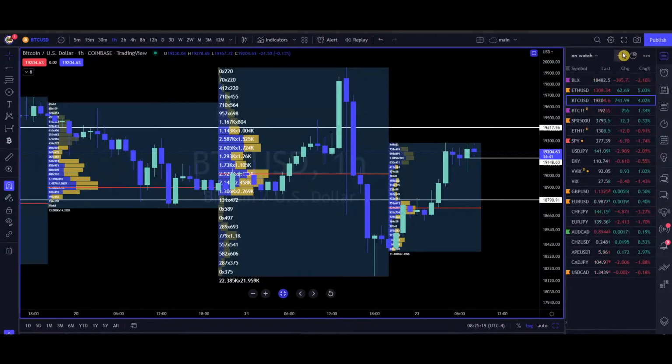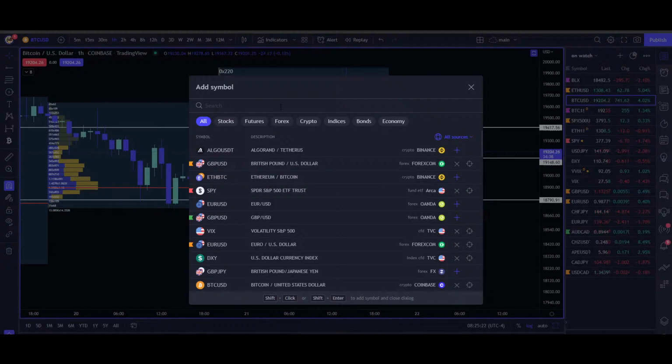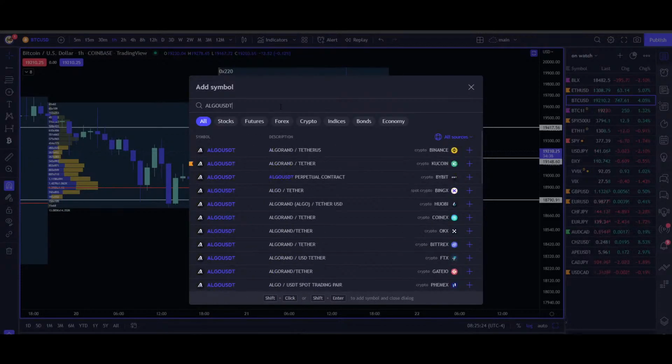But algo is definitely the big mover today, so we're gonna throw his butt up on the watch list.